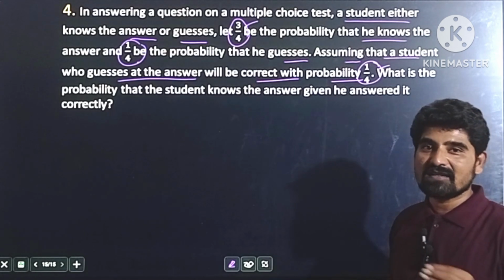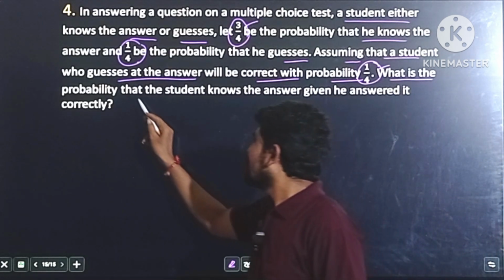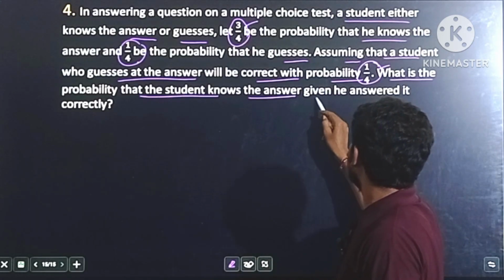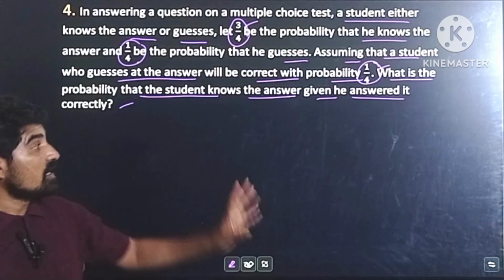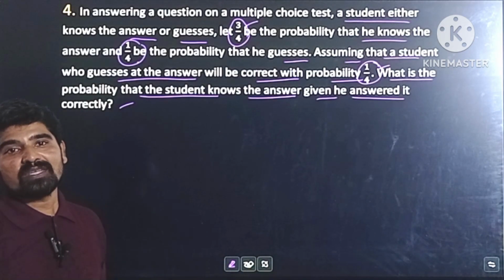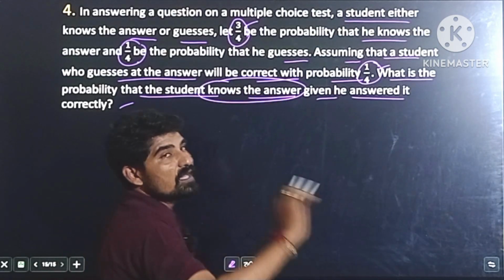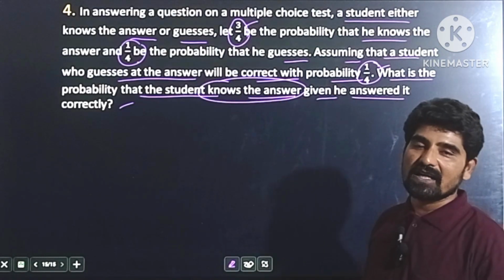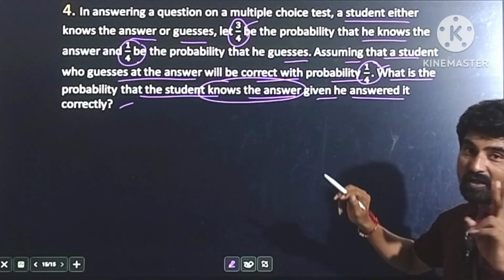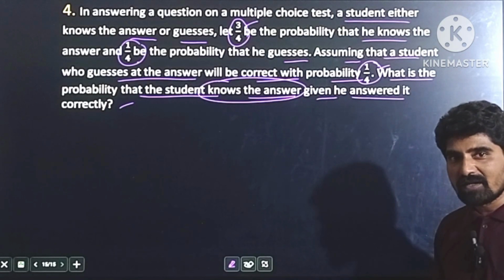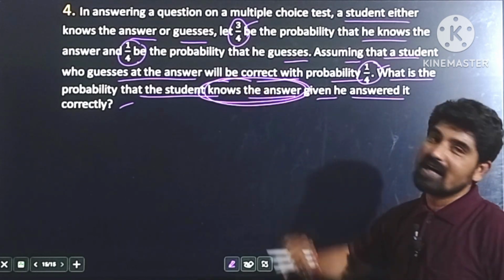So the probability of a correct answer by guessing is 1 by 4. And also we need to calculate the probability that the student knows the answer given that he answered it correctly. See here in this question, he answered correctly, but we need to calculate the probability that he knows the answer. He is answering in two ways, either by guessing or by knowing, but we need to calculate the probability of a correct answer by knowing the answer.